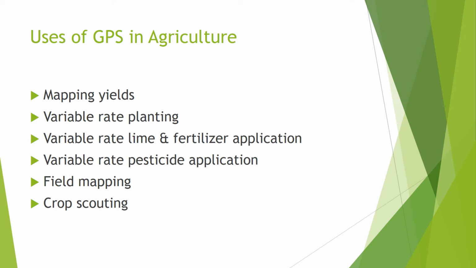These are just some of the uses of GPS in agriculture. There are many more, just to name a few: farm planning, soil sampling, tractor guidance. GPS can be used in one way or another on pretty much everything from cultivation to harvests, water management, irrigation, you name it.